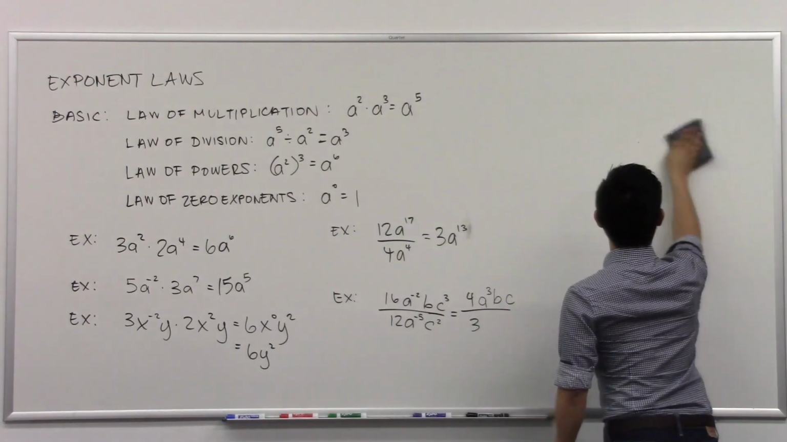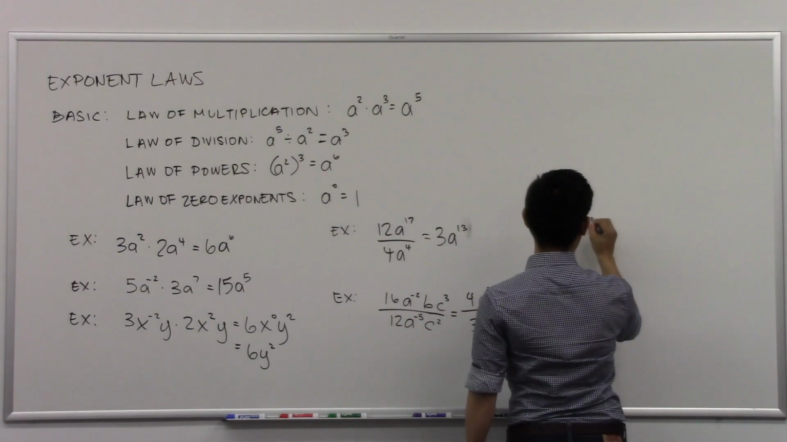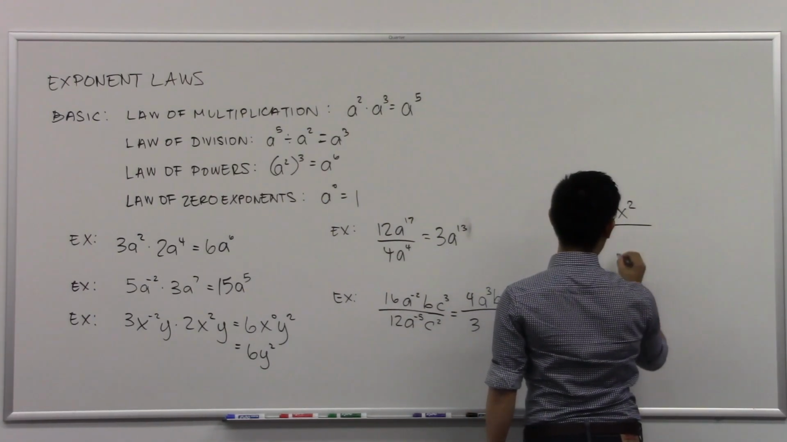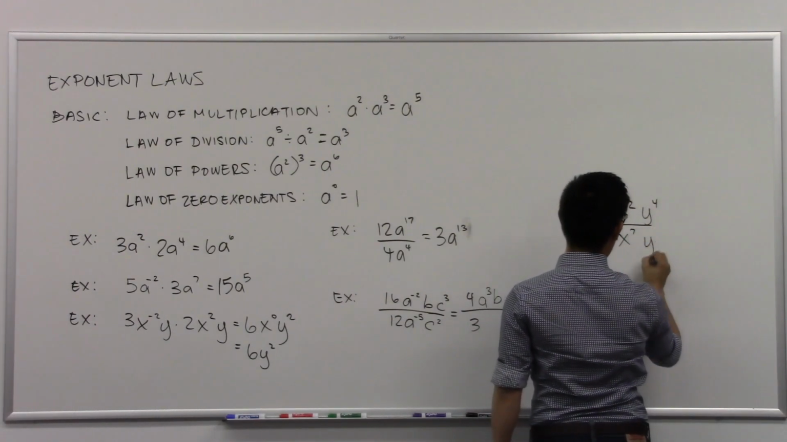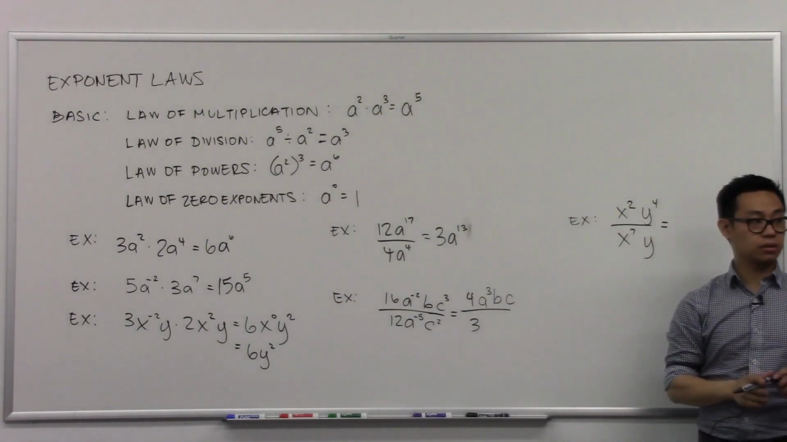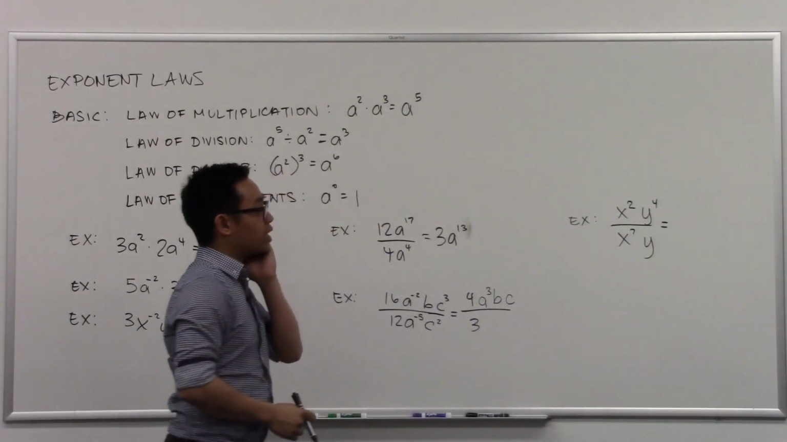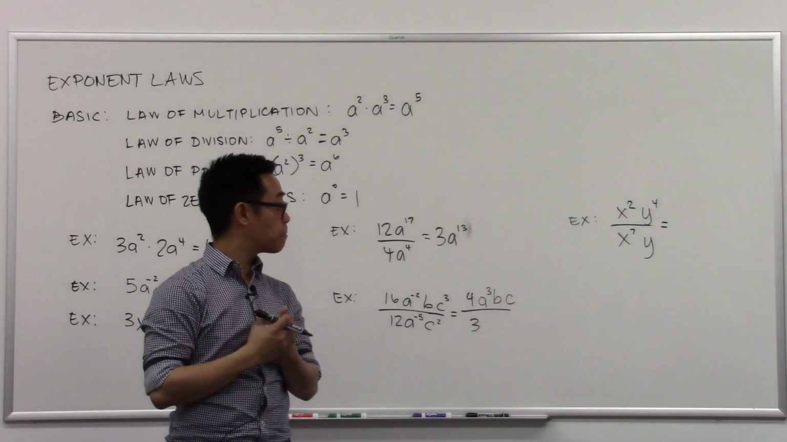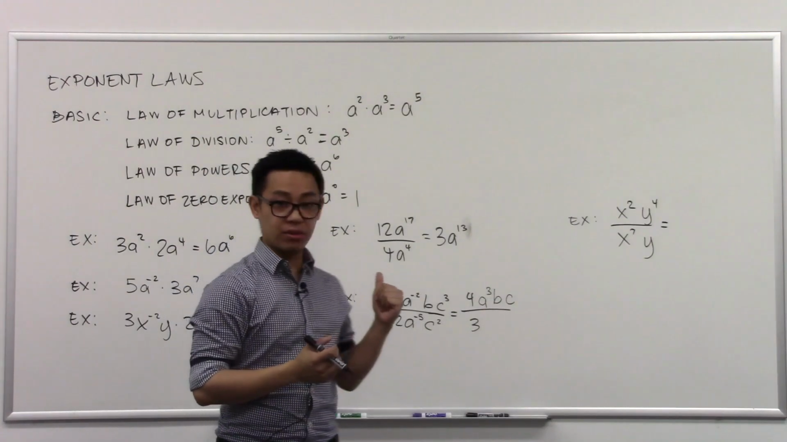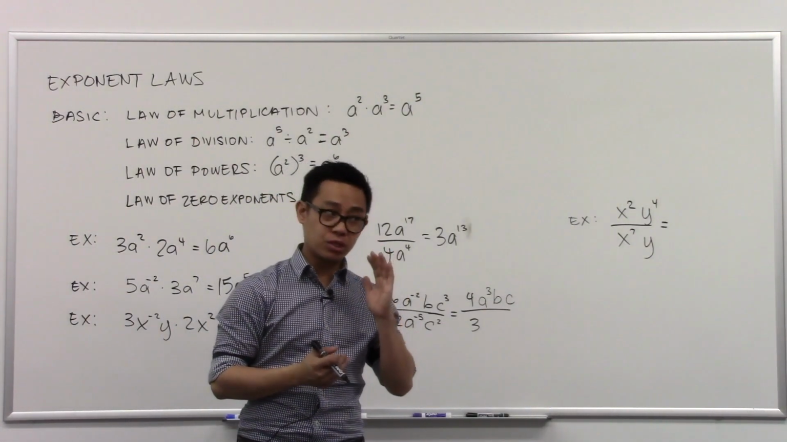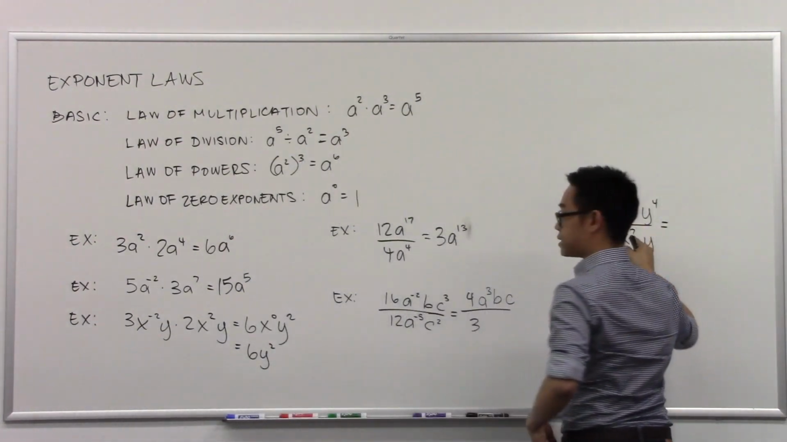Now, let's talk about when the exponent in the denominator is higher. So if I gave you x squared over x to the 7, but there's a y to the 4 up here and a y here. So again, this is law of division, but you should be subtracting in the direction of the bigger exponent. So you should not be doing 2 minus 7.